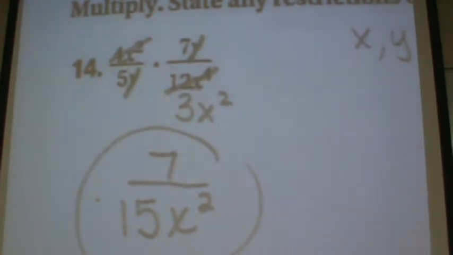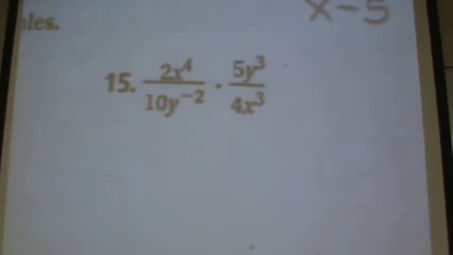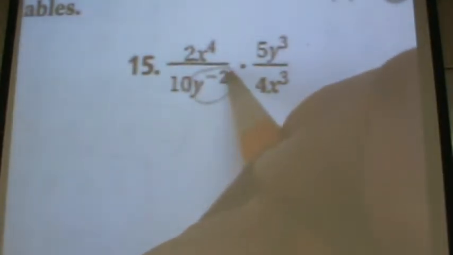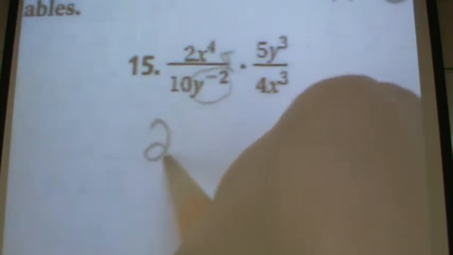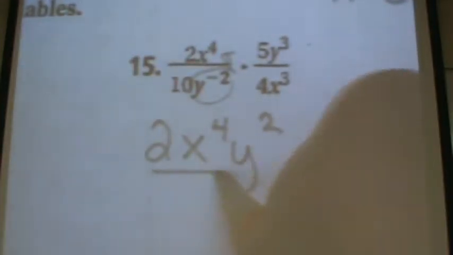Now they threw something at you on 15. Let's see who can get this one. It's a negative, therefore square root. What does that negative 2 mean? You have to flip it. So bring this up here. This is going to be 2x to the 4th y squared over 10.